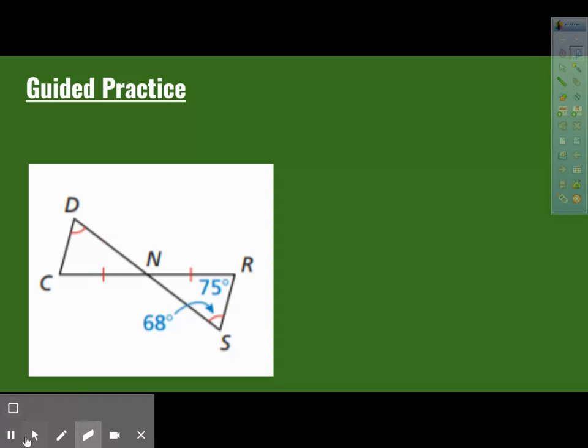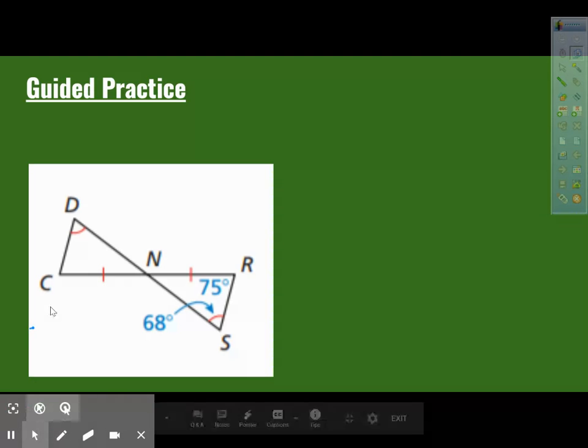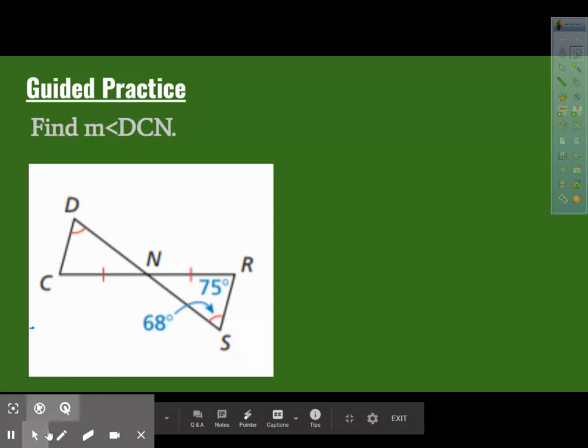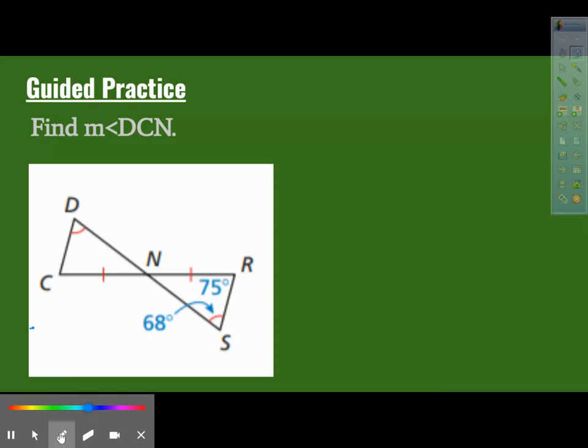Alright, so I think it's the 68 degrees that has been whited out, so you need to write down the 68 degrees. Once you do that, go ahead, and it says find the measure of angle DCN. Alright, so go ahead, turn your desk to face your partner, and work it out together.